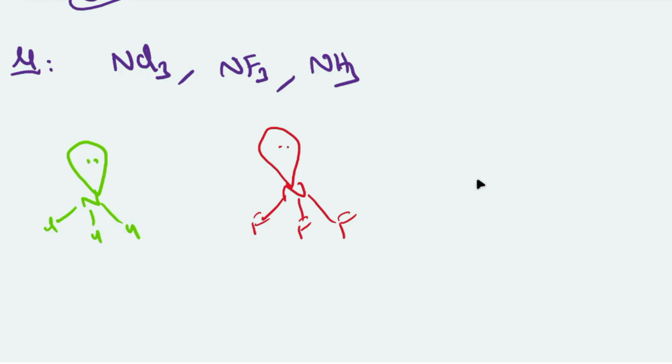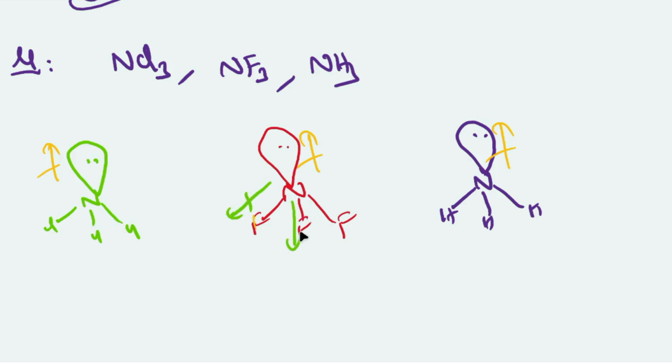Next, one more structure: N bond H, bond H, bond H. It has a lone pair. Movement is towards the lone pair only. Good. Now, between N and F, electronegativity is more for F, so the bond moves towards F. Between N and H, the bond moves towards nitrogen.